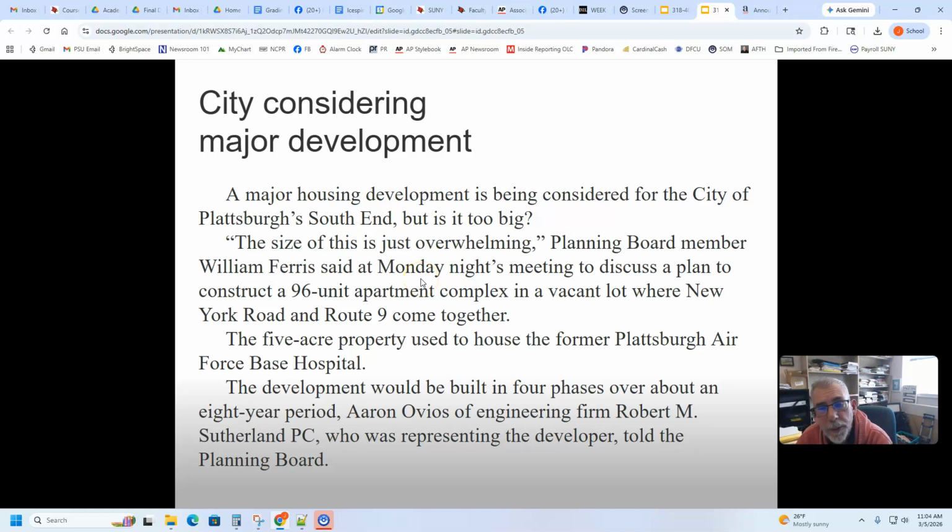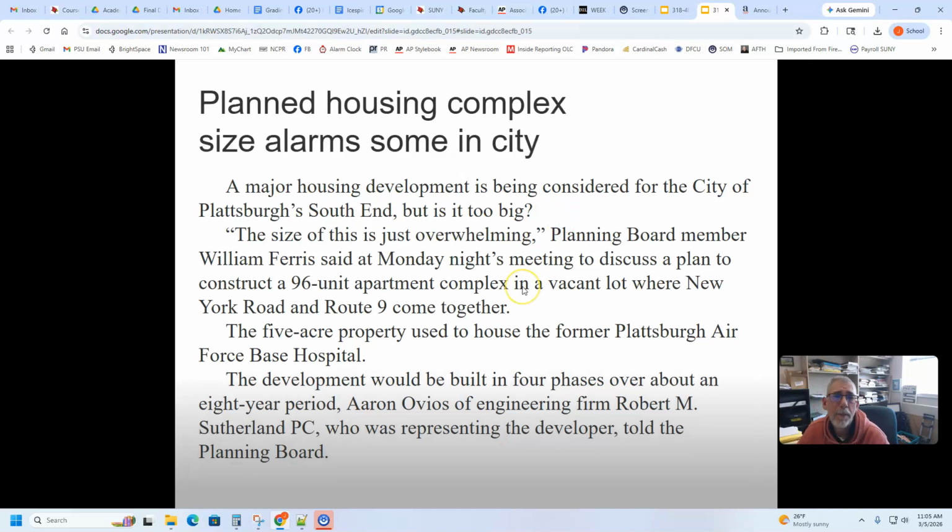Imagine the keywords you came up with: city considering major development. Well, some of those, yes, city, major development. That's true. You're giving yourself a very long word with development, but you may have no choice. But is it the most important stuff? Is it the best of the keywords? How about planned housing complex? Housing complex. I think you need housing in there. Size, alarm, sum, and city, or size of planned housing complex, alarm, sum, and city. If city works for you, city of Plattsburgh, when you say city, does it mean Plattsburgh or Plattsburgh? Plattsburgh's confusing because it's a town and city, though.